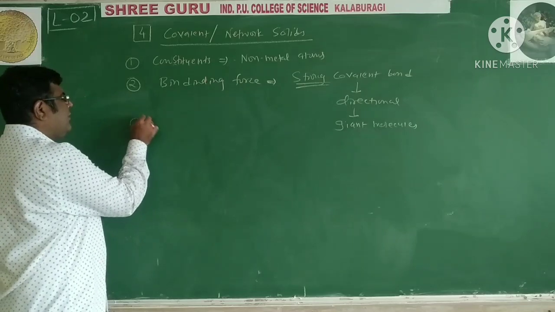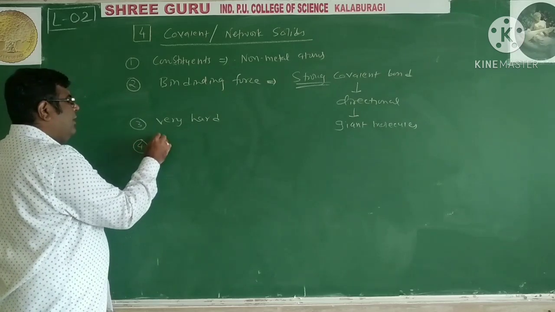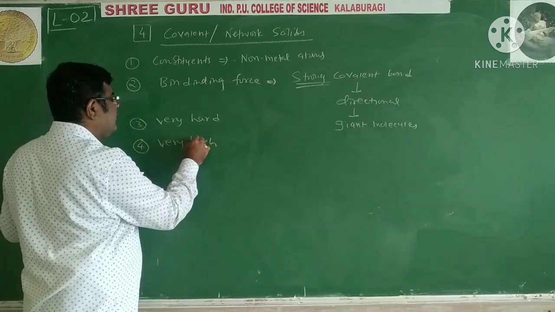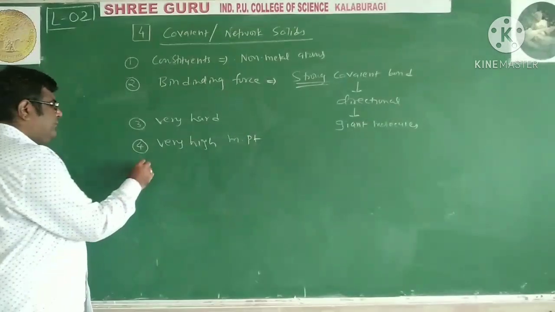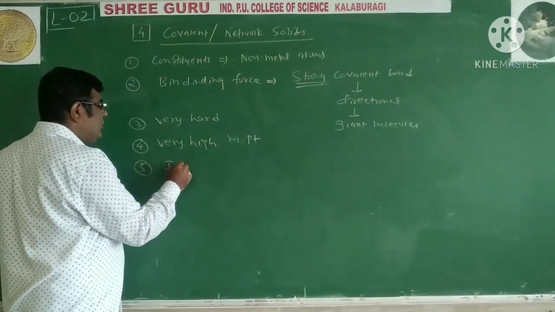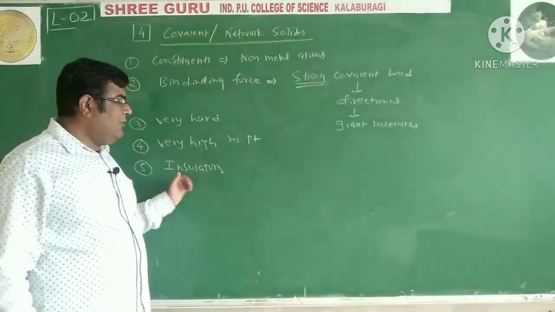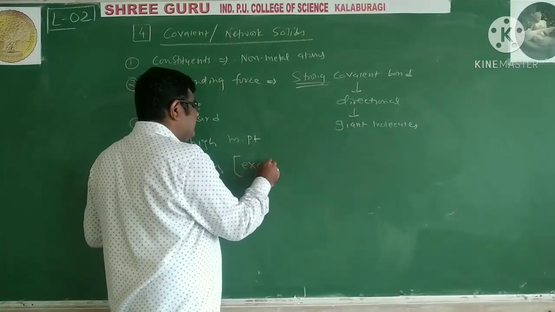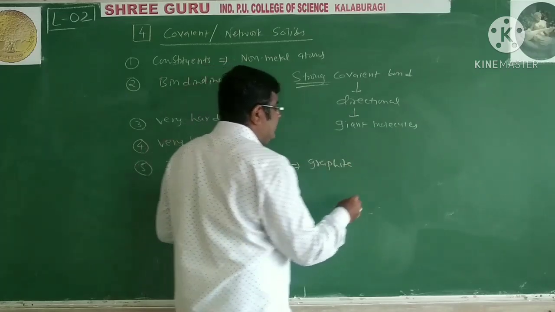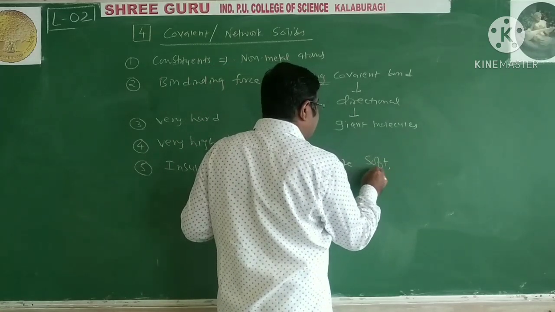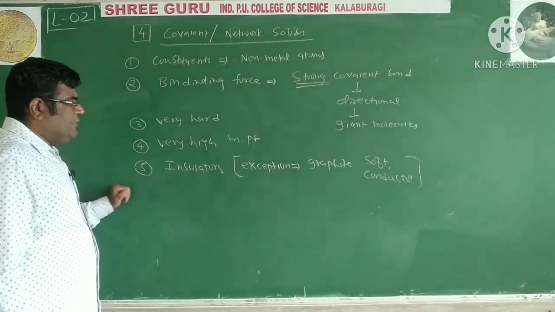That's why they are very hard and they have a very high melting point. They are insulators because there are no ions and no free electrons. But there is an exception, which is graphite, which is soft as well as a conductor of electricity. You will see why it is so.